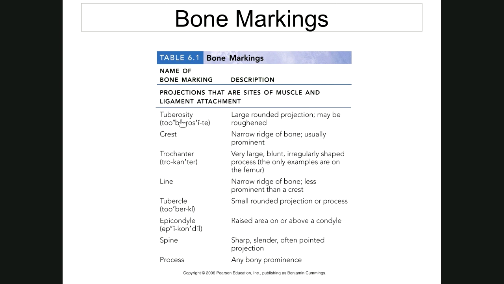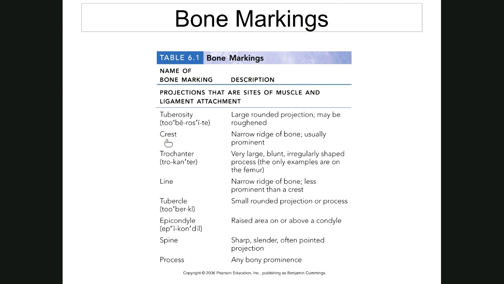Tuberosity. Tuberosity is smaller than a trochanter. A rough projection, a large rounded projection that may be roughened. And then you have a tubercle, which means a little tuberosity. A small rounded projection or process. Now these structures use tubercle, tuberosity, and trochanter. You're just going to have to get used to that, because the people who named these structures used those terms. And the trochanter, meaning to run, is only going to be on the leg.